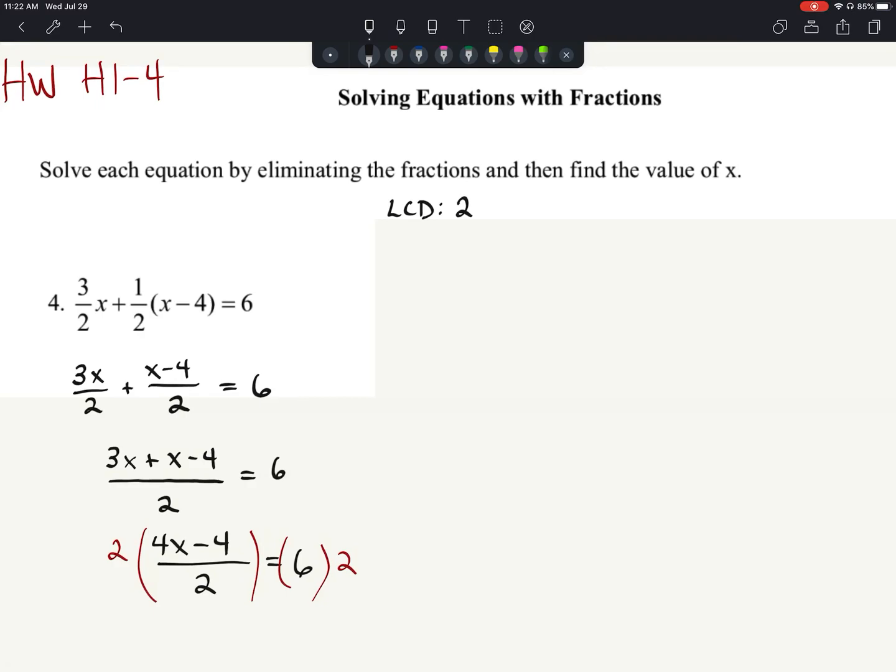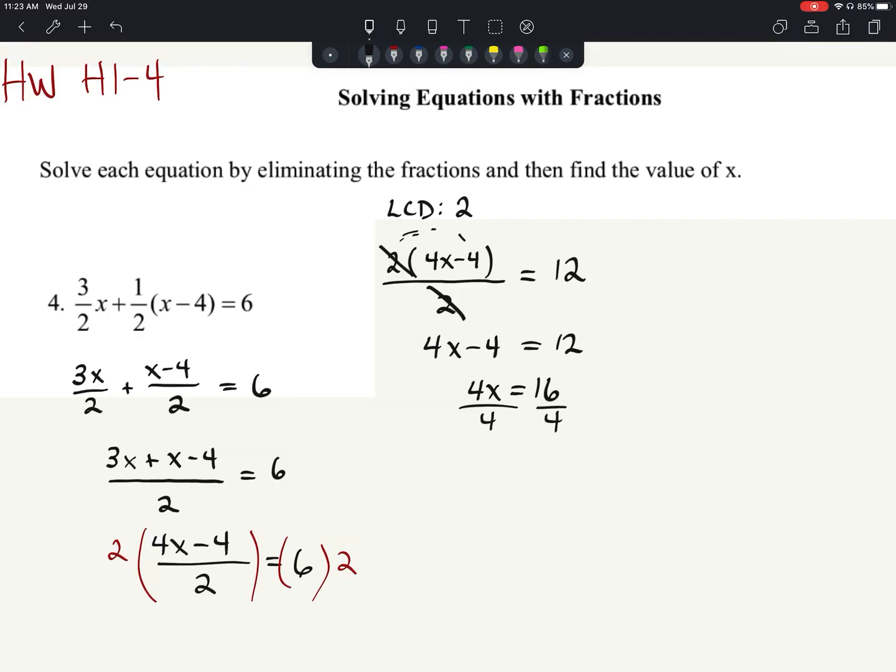what we end up with here is, on the left side, we would have a 2 times the quantity of 4x minus 4 over 2, and that would equal 6 times 2, and we'll go ahead and make that 12. Now remember, I don't have to distribute this 2 through. I can take it and simplify here. 2 is a factor in both the numerator and the denominator. So now we're just looking at 4x minus 4 is equal to 12. We add our 4 to each side. We've got 4x is equal to 16, and then we divide each side by 4, and x is going to equal 4.